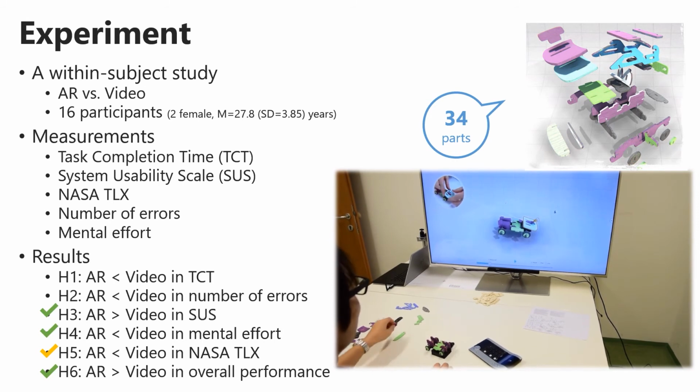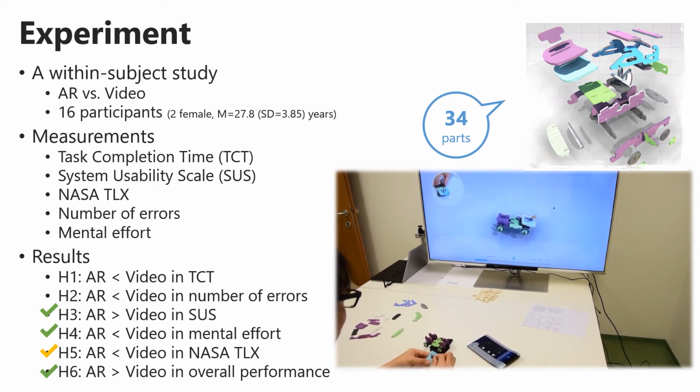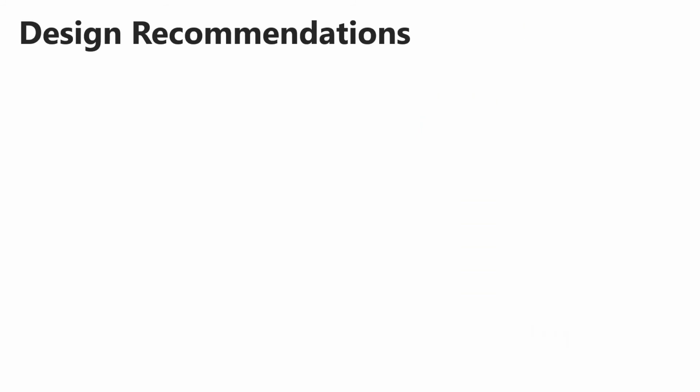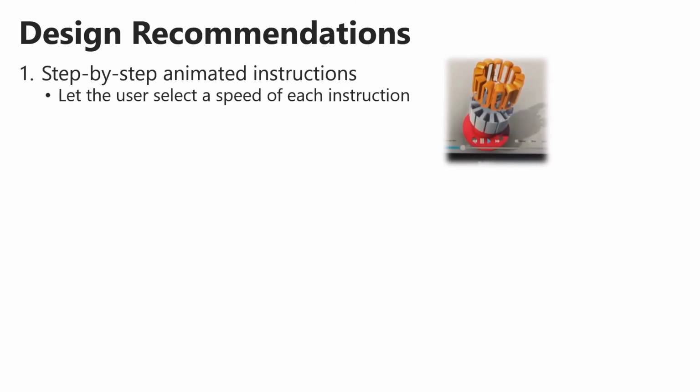Statistical analysis revealed that we can accept 3 hypotheses fully and 1 partly. There are 4 design recommendations from our findings. First, one of the keys to reduce the mental effort is step-by-step animated instructions. It allows users to select an acceptable speed to observe the instructions.